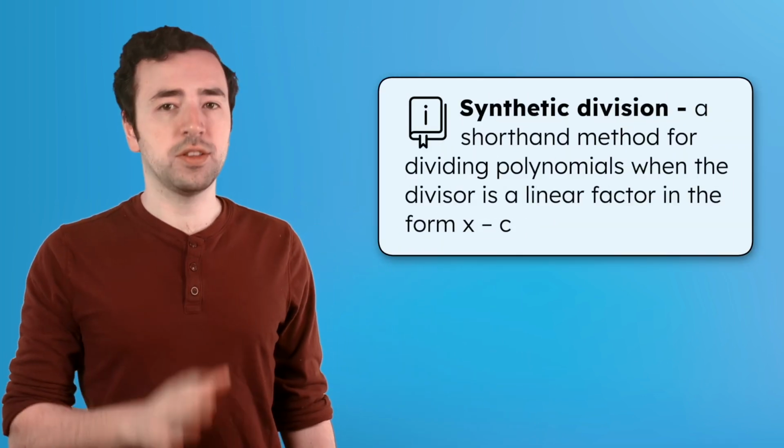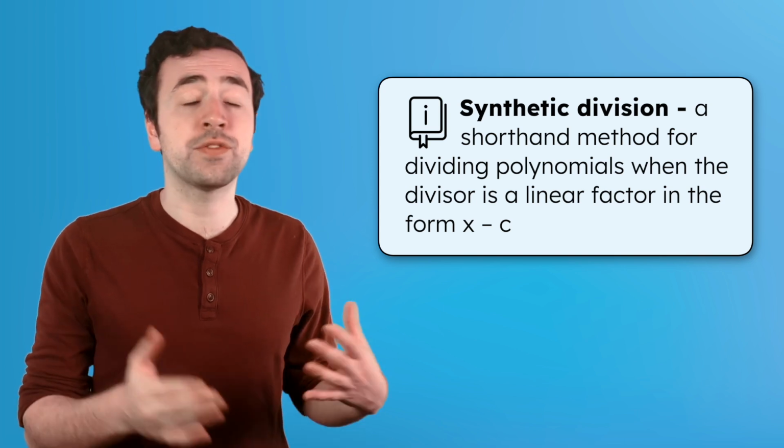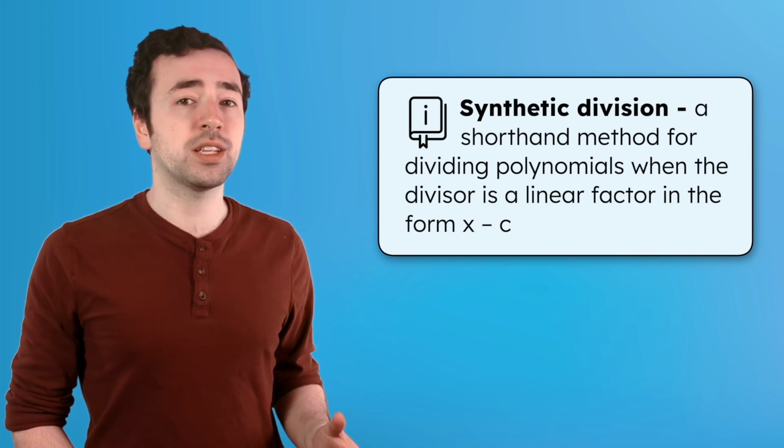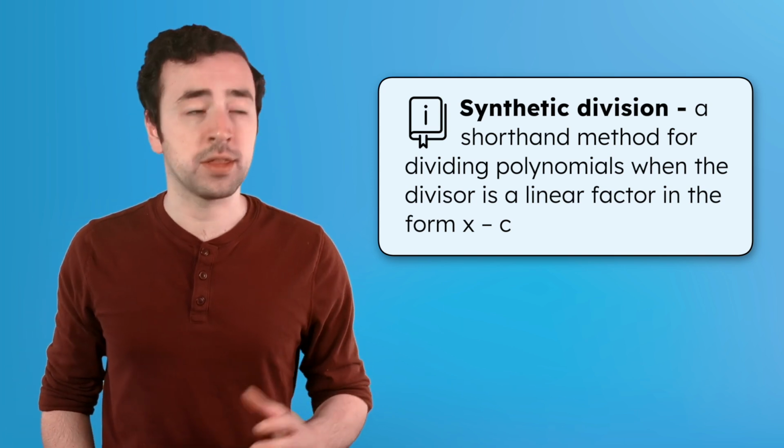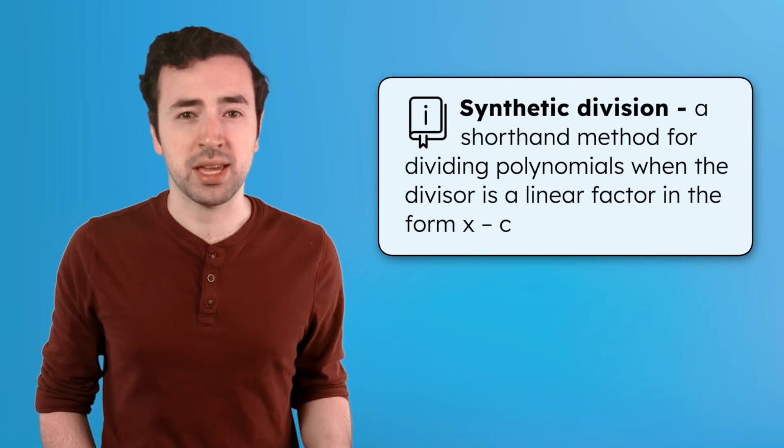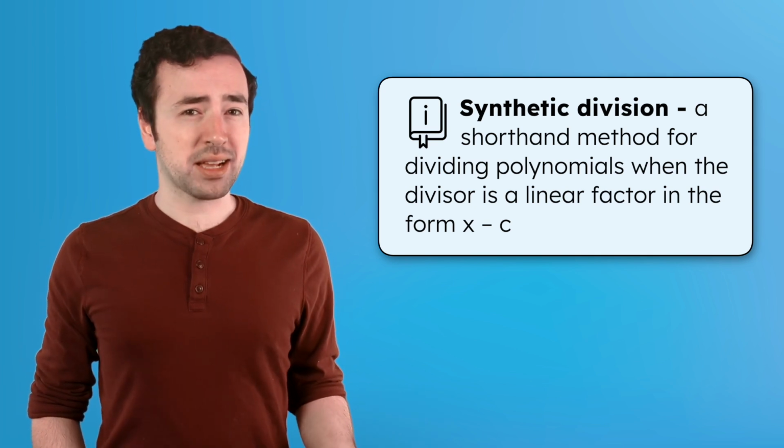Welcome back. In our last video, we learned how to divide two polynomials using long division. In this video, I'm going to show you a shortcut method that you can use in certain cases. Synthetic division is a shorthand method for dividing polynomials when the divisor is a linear factor in the form x minus c. What does that mean exactly?